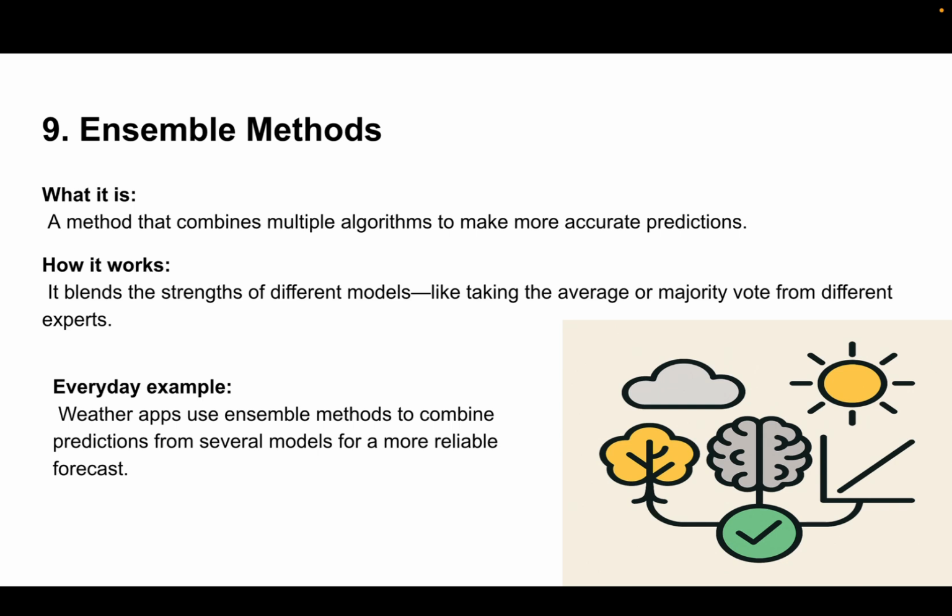The last one, ensemble methods. Ensemble methods combine multiple algorithms to make more accurate predictions. How does it work? It blends the strengths of different models, like taking the average or majority vote from different experts. Everyday example, you see these in weather apps. Weather apps use ensemble methods to combine predictions from several models for a more reliable forecast.